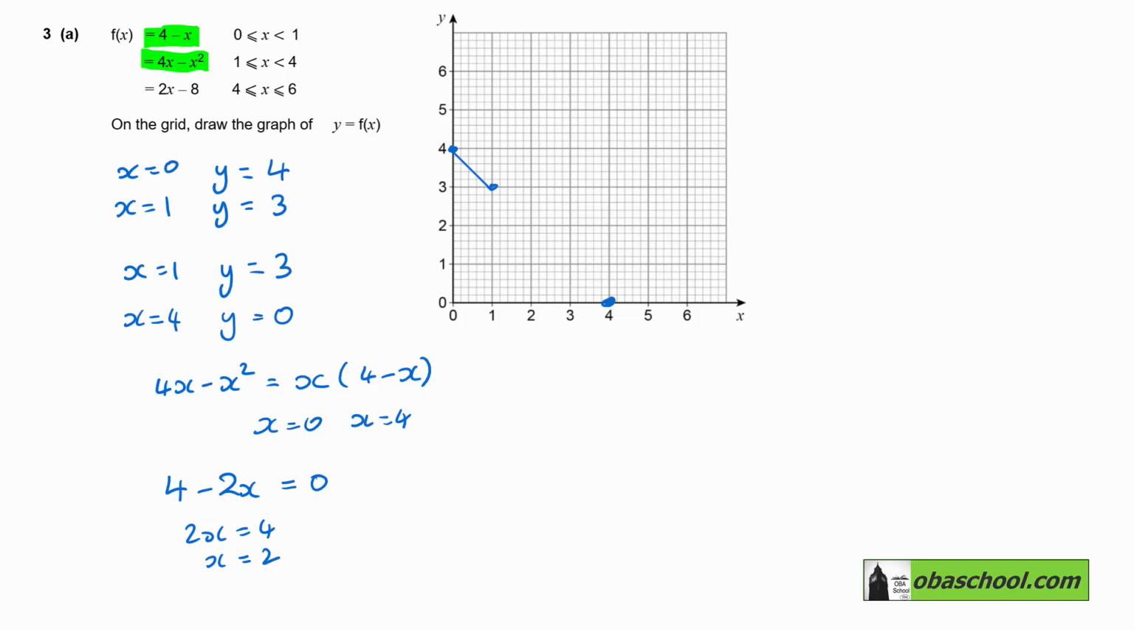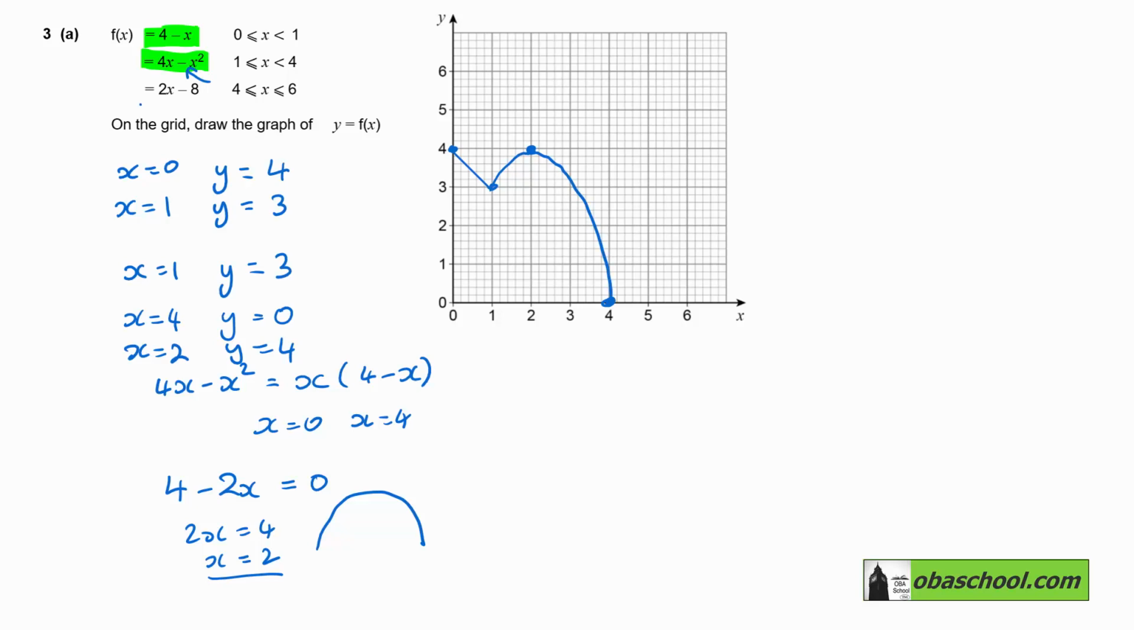Now, because we know there's a negative x squared here, we know that the curve is going to be this shape, and it will have a maximum when x is 2. When x is equal to 2, y would be 4 times 2, which is 8, take away 2 squared. So that's 8 take away 4, which is 4. And so there'll be a maximum just here. And so we know that it's going to be shaped something like this.